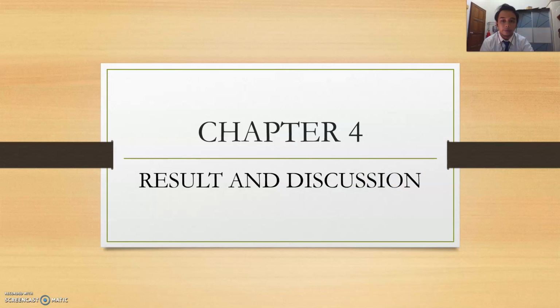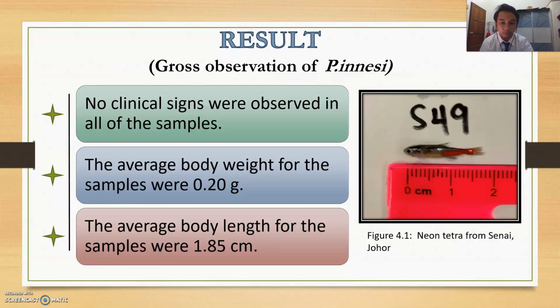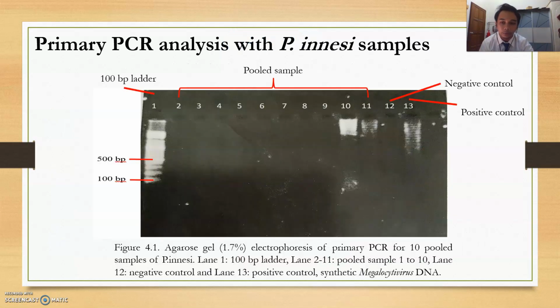2017. For results and discussion, for the gross observation of Paracheirodon innesi, no clinical signs were observed in all of the samples, and the average body weight of the samples was 0.20 gram, and the average body length was 1.85 cm. As you can see from figure 4.1, it is the neon tetra that we collected from an ornamental fish farm at Senai, Johor.